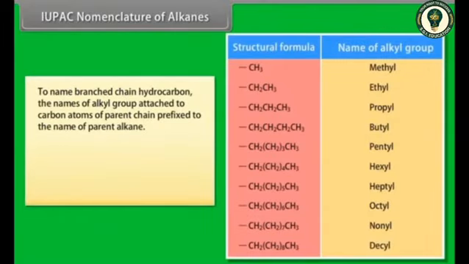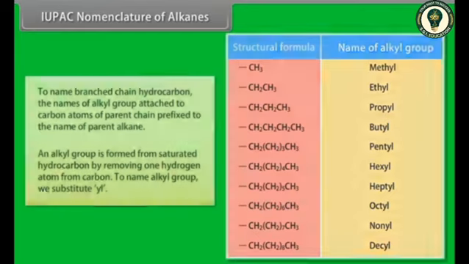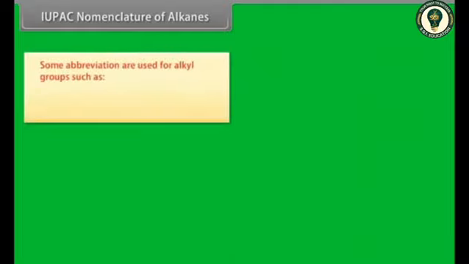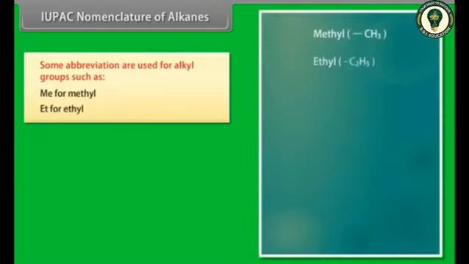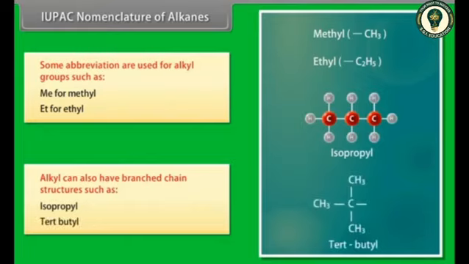To name a branched chain hydrocarbon, the names of alkyl groups attached to carbon atoms of the parent chain are prefixed to the name of the parent alkane. An alkyl group is formed from a saturated hydrocarbon by removing one hydrogen atom from a carbon. To name an alkyl group, we substitute yl. Some abbreviations are used for alkyl groups, such as Me for methyl, Et for ethyl. Alkyl groups can also have branched chain structures such as isopropyl, tert-butyl.